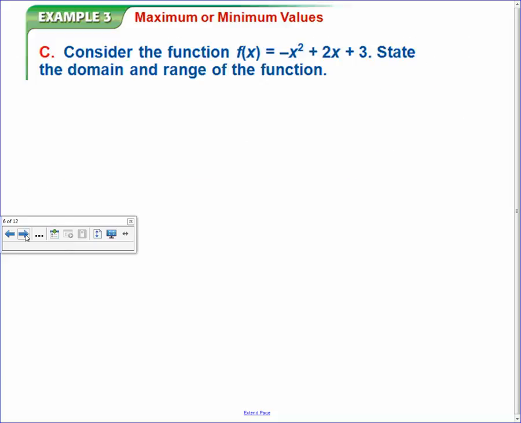So when we take a look at this function right here, state the domain and the range of the function. In order to do this, first of all, we need to know that it's going to have a maximum. We need to be able to find that vertex point. So to find that vertex, we're going to have to find our axis of symmetry. Remember, the axis of symmetry is given by x equals negative b over 2a. This is from yesterday's lesson. And in this case, b is 2. You can see b right there. So negative 2 over 2 times a. And in this case, we see that a is negative 1.